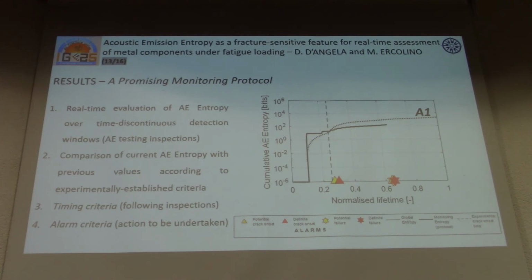You can see here, dashed line is the global curve, time continuous. The black one, as you see, is a step diagram that actually is evaluated according to the protocol. So the sub-vertical lines are the only evaluated windows of the acoustic emission testing. We assume a constant cumulative acoustic entropy in between the different detection windows. As you can see, this approach allows to detect the fracture initiation just after this occurs, as well as to predict the failure, in this case about the 60% of the lifetime, because of course failure happens at normalized time equal to 1. This is just to show you that this approach could be applied.